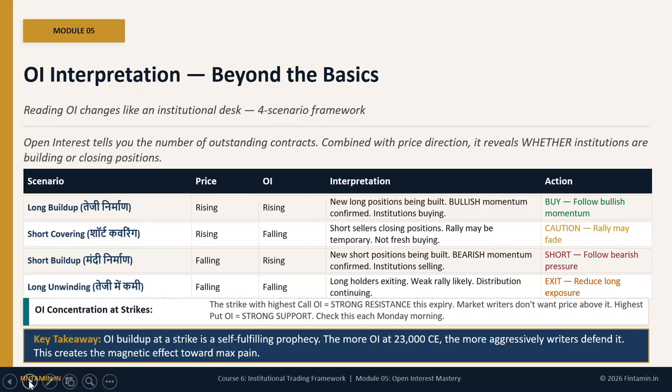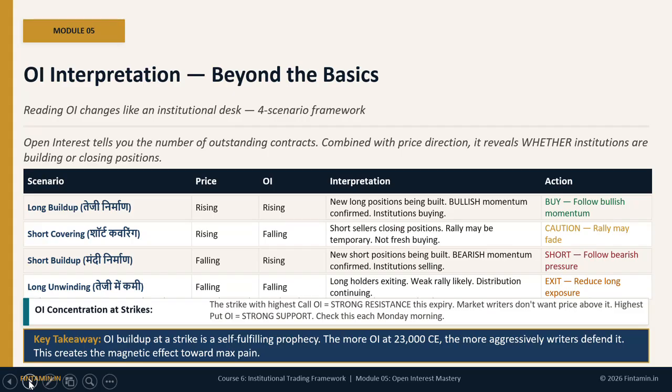Second is price rising plus OI falling. Short covering. Bears are closing positions, buying back their short futures or letting short options expire. The rally may be sharp, but it is not backed by fresh buying. It may exhaust quickly. Be cautious adding to longs here.